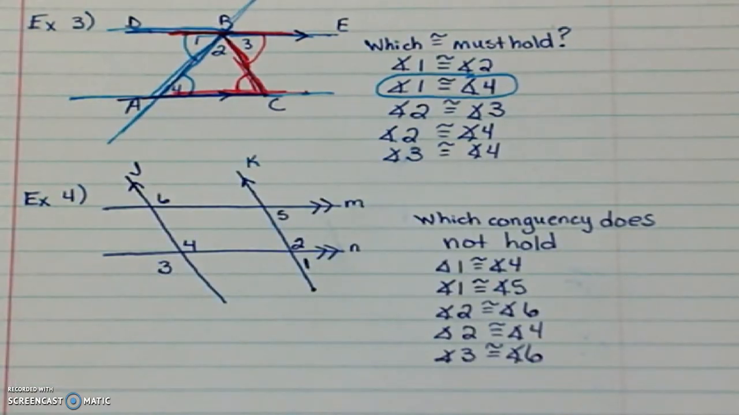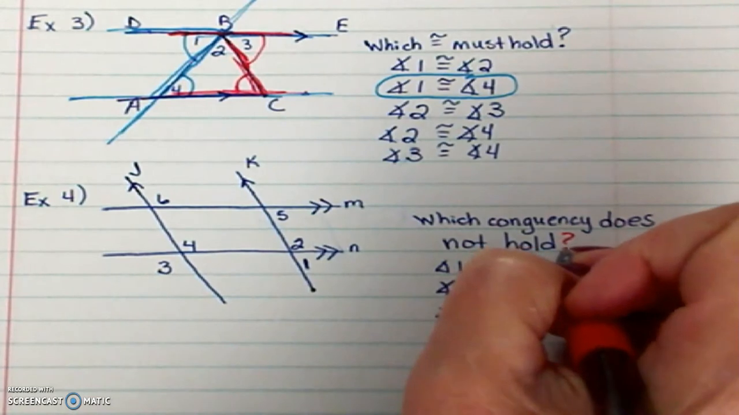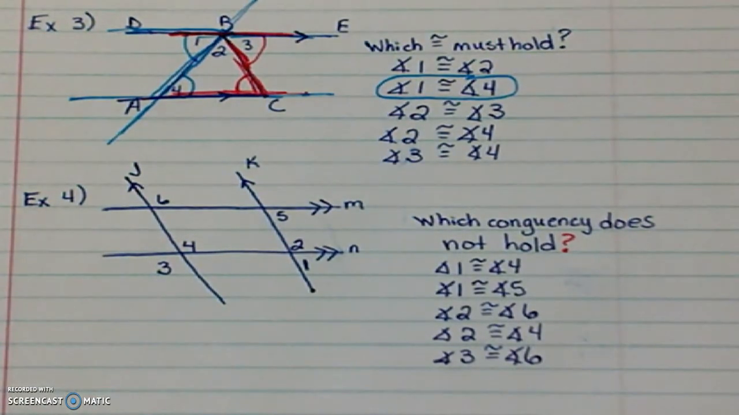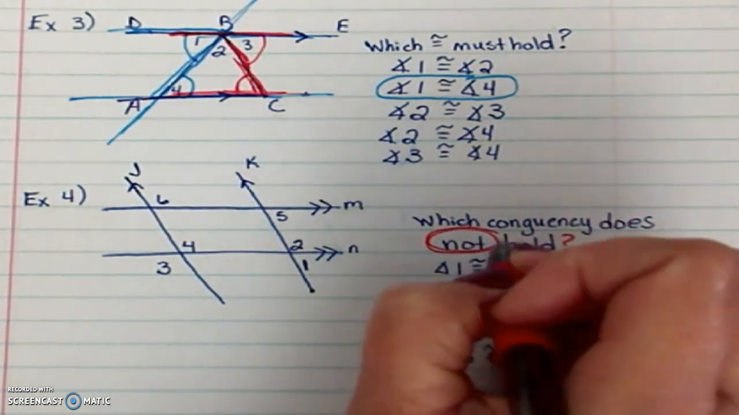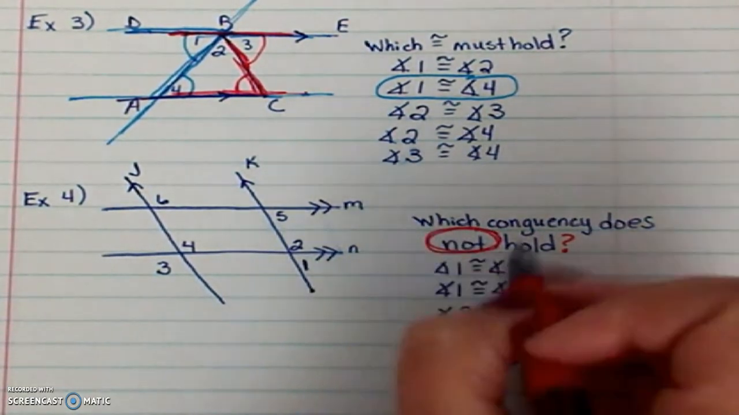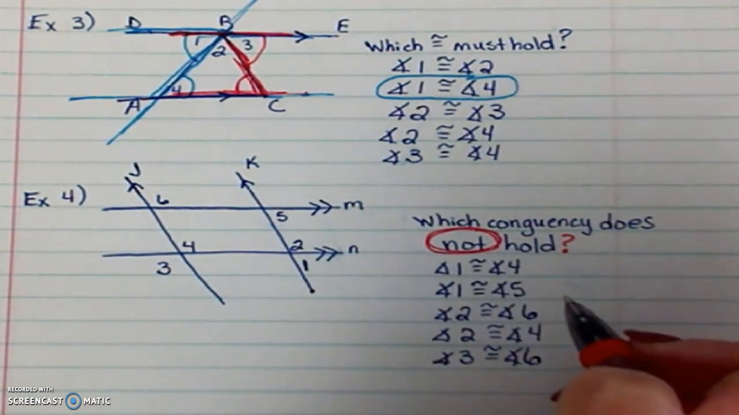Okay, so something else that the ACT likes to do is trip you up on making sure that you are being careful of reading your particular questions. They're going to give you this problem, and it says in the figure given, lines J and K are parallel, which I have marked, and lines M and N are parallel. Which congruencies do not hold? So which one does not hold? As you read through your question, I would make note that it says does not hold.